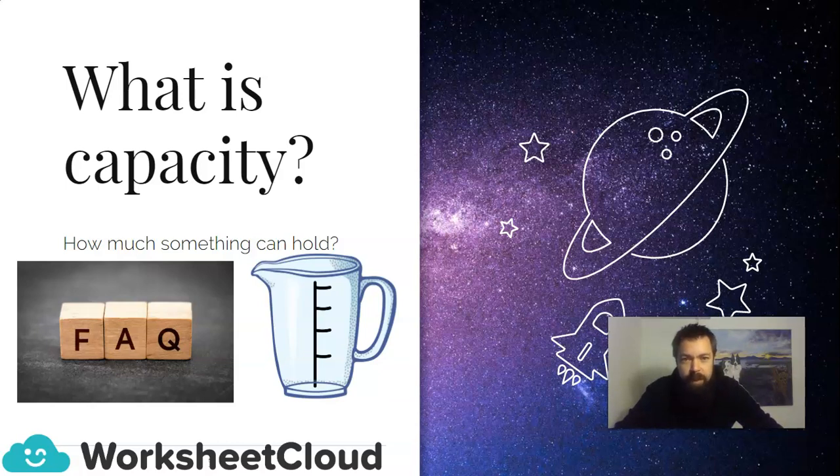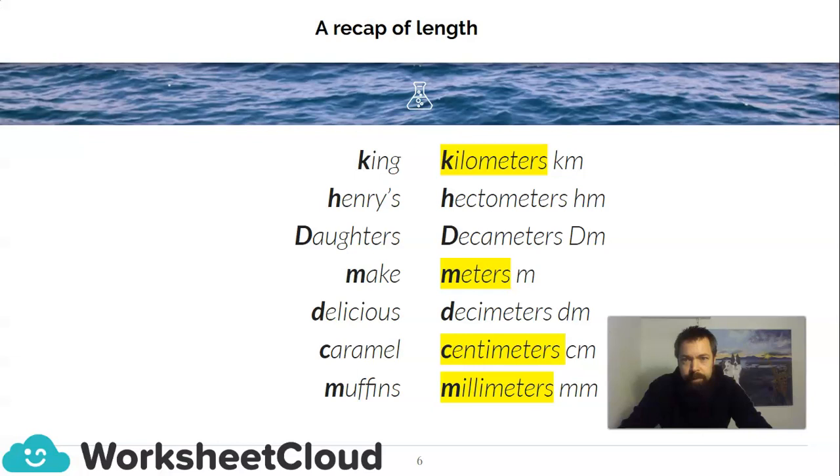It's possible for something to just have volume, but it can't just have capacity. It has to have an outside in order to hold something, and so because of that, it will have a volume of sorts. All right, but the main thing for this lesson is we're looking at capacity, which is how much something can hold, how much liquid something can hold.